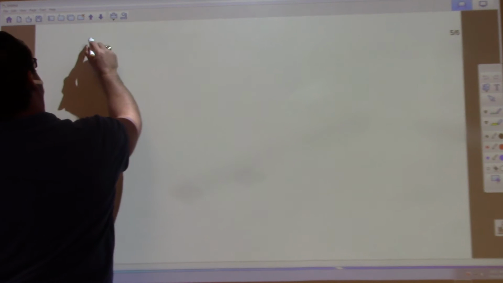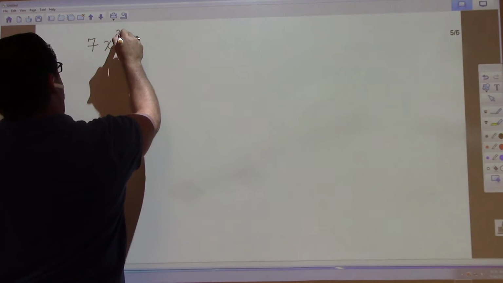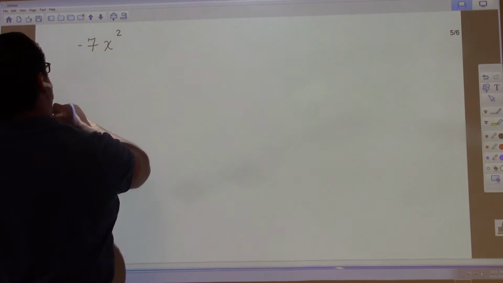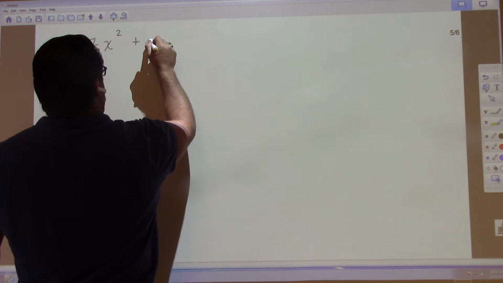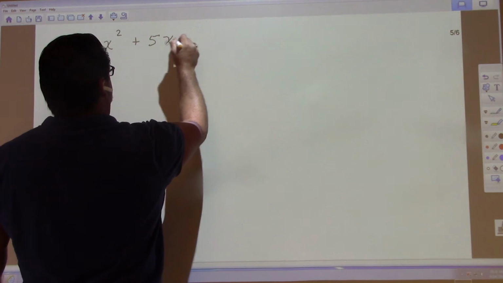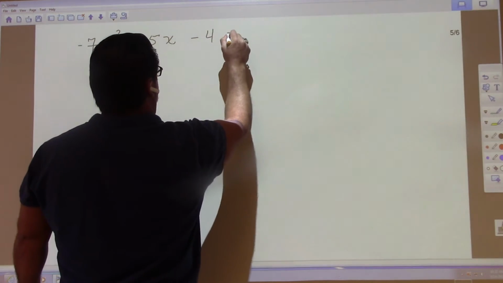Okay, let's do one more. I want to do one more factoring before we bump it up to the last type. So let's do one more, and we'll do 7x squared. Let's go with a -7. Plus 5x minus 4 is equal to 0.